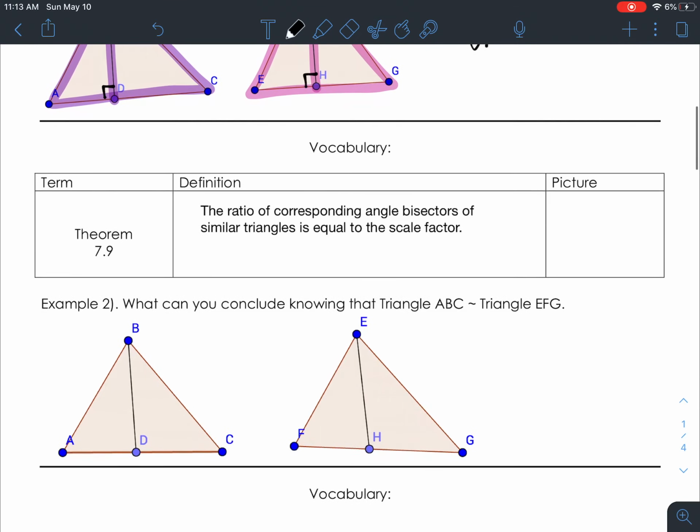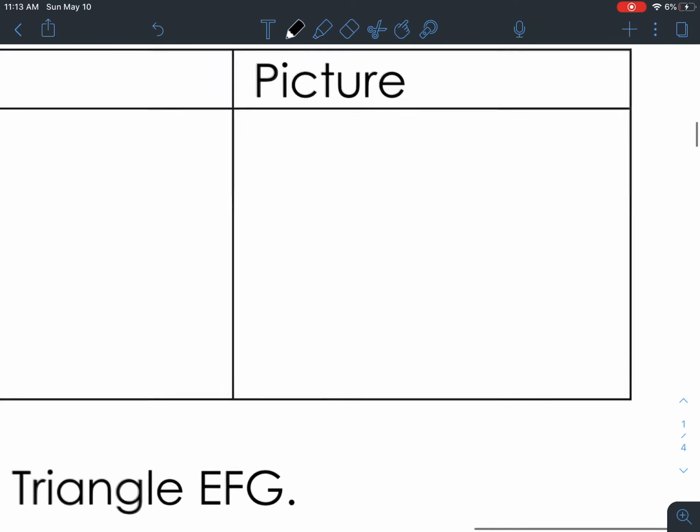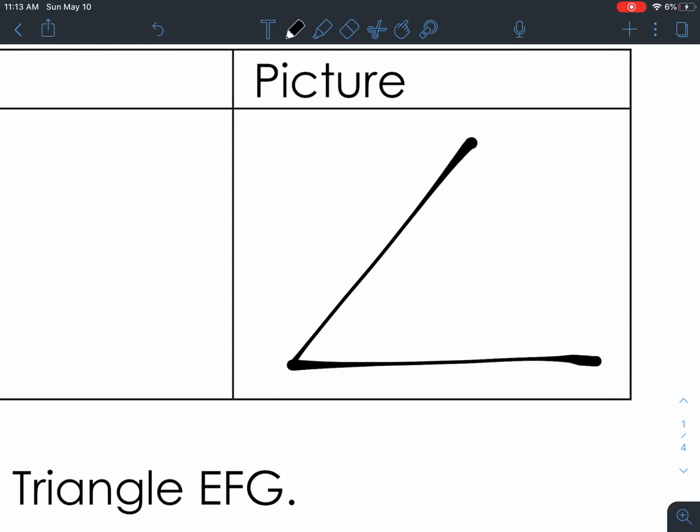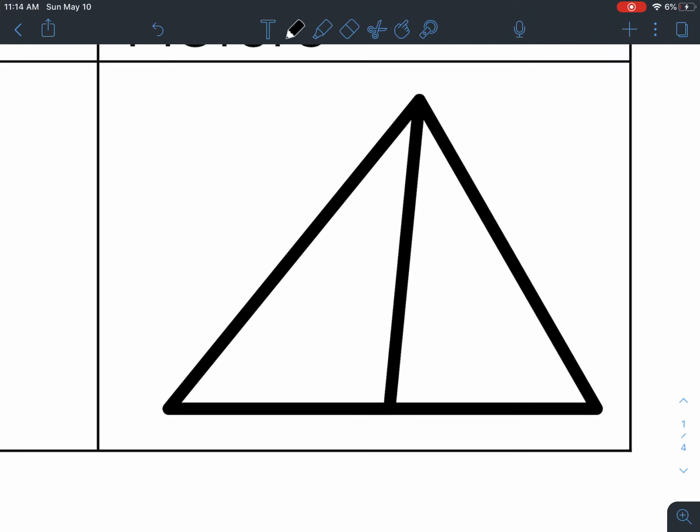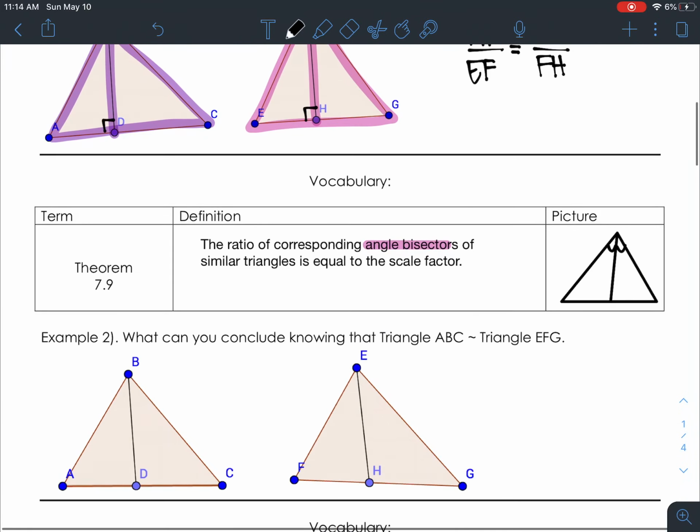For theorem 7.9, this one says that the ratio of corresponding angle bisectors of similar triangles is equal to the scale factor. Same exact idea. If we draw a triangle, let's just remember what an angle bisector is. I want to bisect that top angle, so I'm going to draw an angle bisector. What does it do? An angle bisector splits this angle into 2 congruent angles.